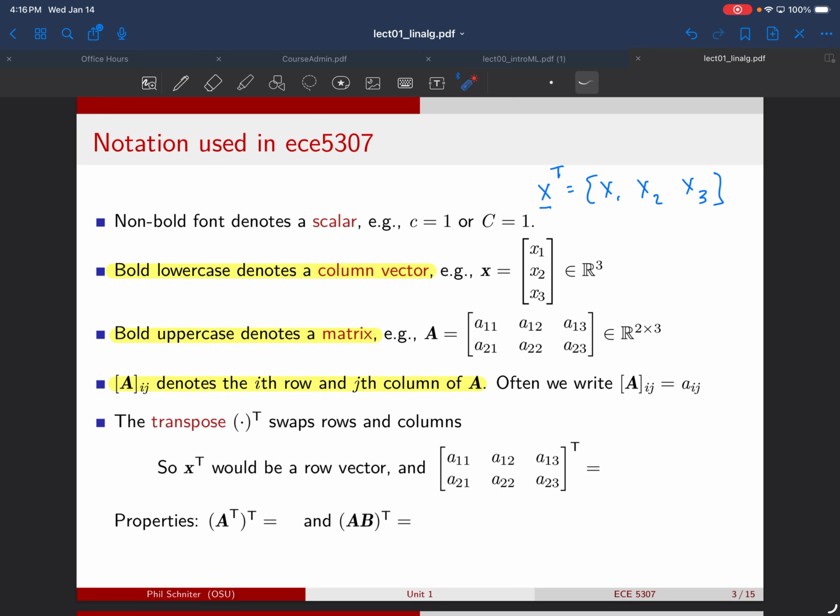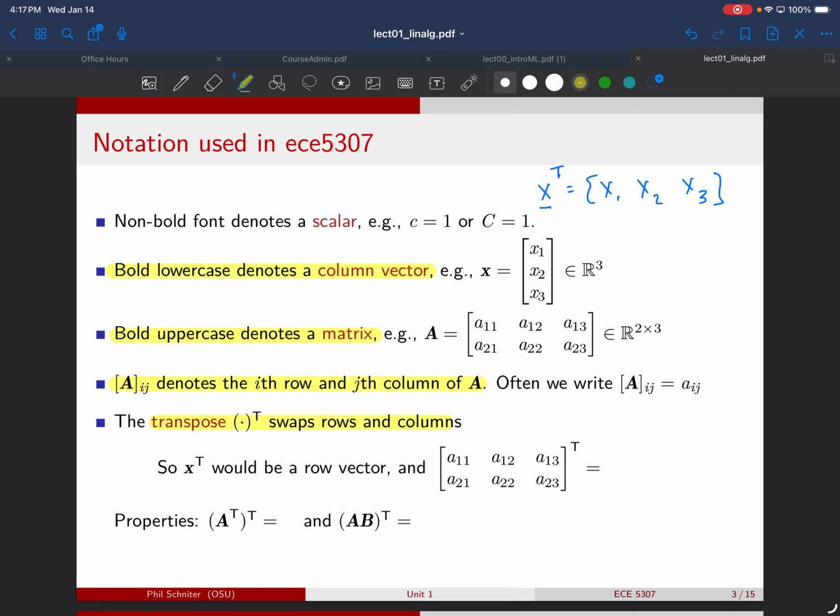Okay, so you just always have to be clear with exactly what you mean. If this is what you mean, then you should state it. Okay, so the transpose is just a way to swap rows and columns.